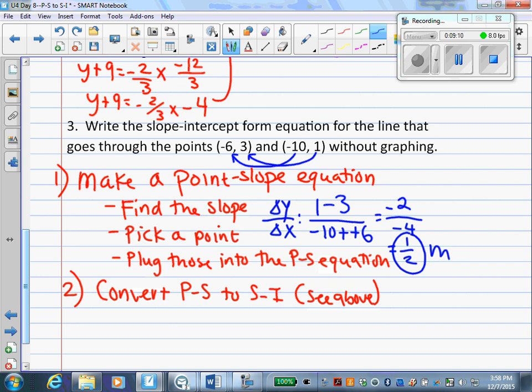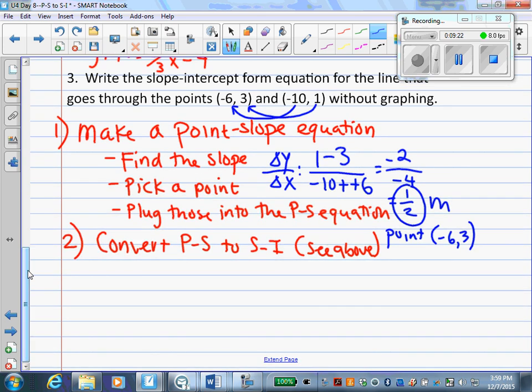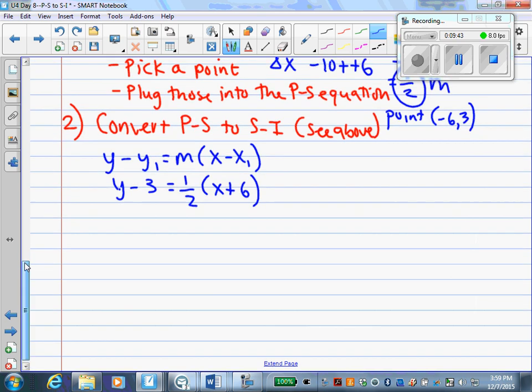So point (negative 6, 3). Okay, then I need to plug those into the point slope equation. So it goes y minus y1 equals m times (x minus x1). So it's going to be y minus 3 equals 1/2 times (x plus 6), because it would have been x minus negative 6. All right, so I got my point slope equation.